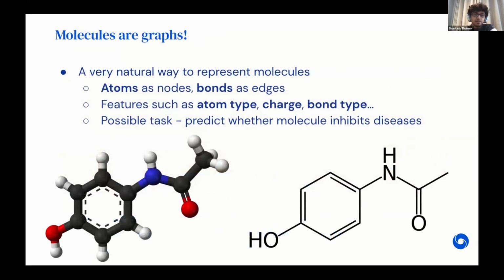To give another example from chemistry, even molecules can be represented as graphs, as we were just discussing. So you can think of atoms being the nodes and the bonds between atoms being the edges. And again, you have very natural features like the atomic type, the charge, maybe atomic weight, the type of the bond between the atoms. And maybe a task could be to predict whether this given molecule inhibits certain diseases, or it could be used as a drug in a cure for some disease.